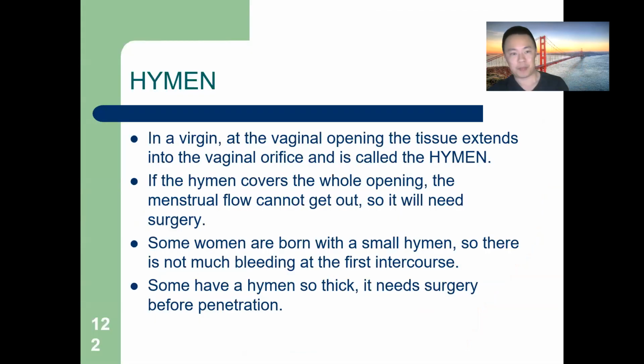Now, the hymen. In a virgin, at the vaginal opening, the tissue extends into the vaginal orifice, and that's called the hymen. If the hymen covers the whole opening, the menstrual flow cannot get out, and so they'll need surgery to remove it. Some women are born with a small hymen, so there's not much bleeding at first intercourse, but some have a hymen so thick that they need surgery in order to break it open before penetration.